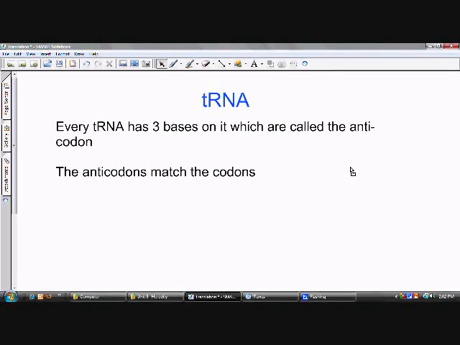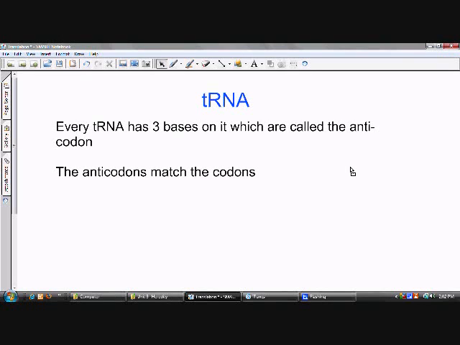Now, at the same time it's doing that, another type of RNA comes in, which is the tRNA. So you see how all three types of RNA, mRNA, tRNA, and rRNA, will all be involved here. So what does a tRNA do? Well, the tRNA kind of matches the mRNA.